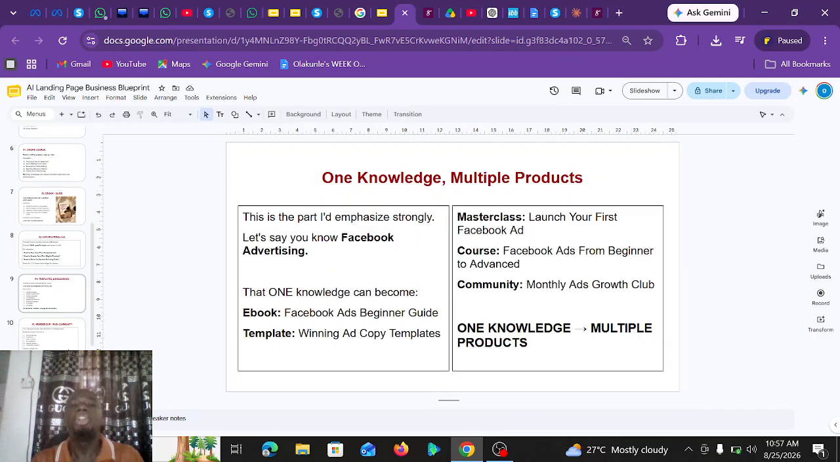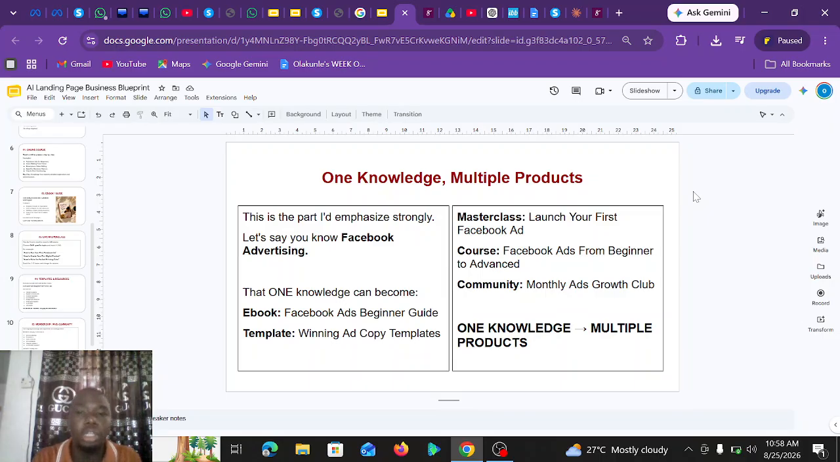So also, you can have just one knowledge and multiple products. This is the part I really want to emphasize strongly. Let's say that you know how to run Facebook ads, right? So that one knowledge can become five things. You can write an ebook, a Facebook ad beginner guide, you can have a template, a winning ad copy template, a masterclass, launch your first Facebook ad, a course, Facebook ads for beginners to advanced, and a community, monthly ads growth club. So it just depends how smart you are.